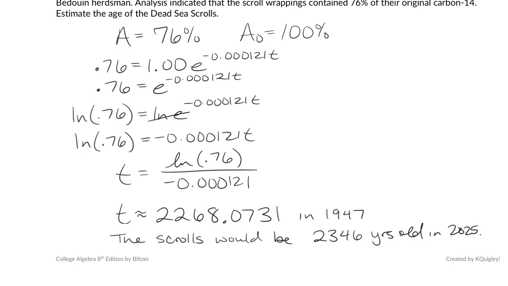Questions, comments, concerns. We've now seen this process of solving for one of the exponents in 4 different examples. I know it's been 2 examples, but we've done it 4 times. Are we feeling okay with that process?